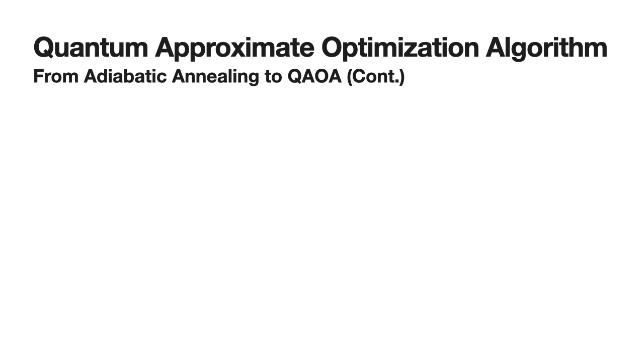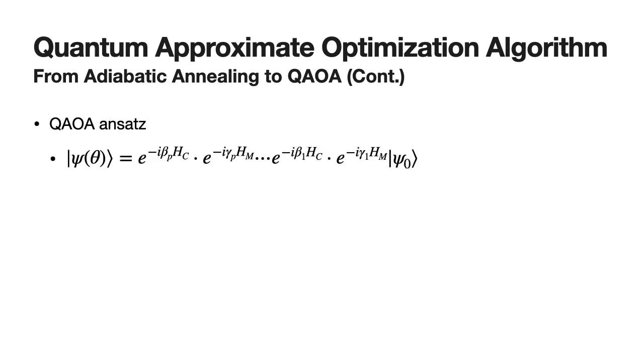The QAOA state ansatz takes this form, where |ψ0⟩ is some easy to prepare initial state, often the equal superposition. By carefully optimizing the parameters gammas and betas, QAOA can hopefully find a sequence that approximates the full adiabatic evolution and steers the system towards the ground state of the desired Hamiltonian HC, which encodes the solution to our optimization problem.